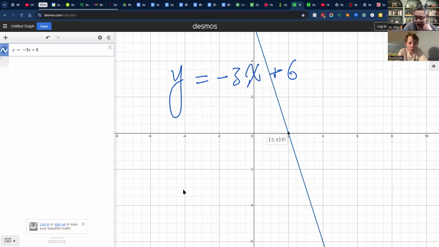Okay, let's try just a couple more. Then we're going to try the quadratic functions. That's more interesting. Y equal to, say, 5x plus 7.